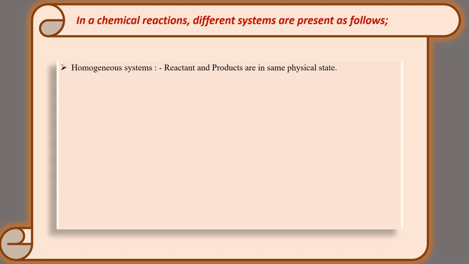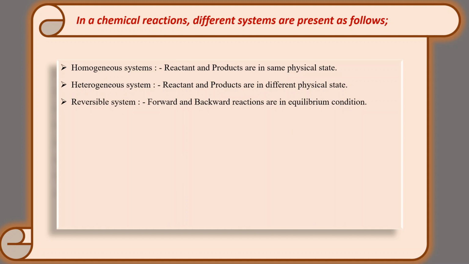Homogeneous system: most of the reactions follow a homogeneous system, when the reactants and products are in the same physical state. Next, heterogeneous system: in a reaction we call it heterogeneous when the reactants and products are in different physical states, solid, liquid or gaseous. Then most of the time the reactions are called reversible reactions, or reversible systems are present, when the forward and backward reactions are in equilibrium condition. Irreversible reaction: the reactions in which forward and backward reactions are not in equilibrium condition.